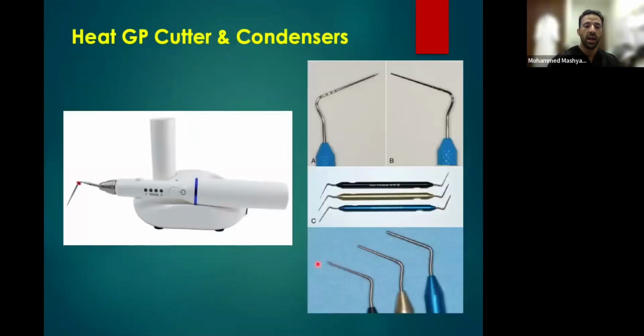We need any machine that has a cutter. We used to fire like a lighter and we heated the metal and we cut. This is not clean and it causes a lot of damage in the clinic. So it's better to buy a machine like this, a heat cutter. We press on the button, the tip becomes hot, so you can cut the gutta-percha. Then you have the condensers and pluggers, you can condense.